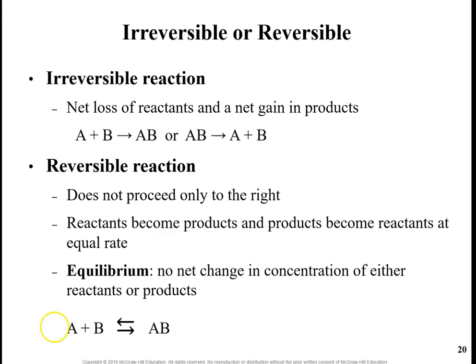So here we have our reaction, A plus B goes to AB. But you'll see this backwards arrow means that AB can also go to A plus B. And when A plus B to AB and AB to A plus B are at an equal rate, this system is said to be in equilibrium.